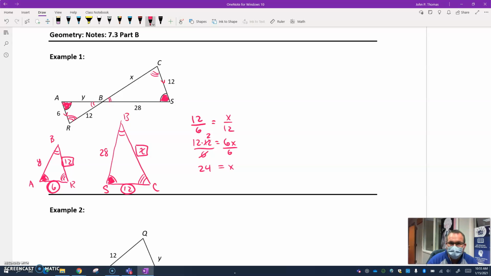Now we're going to do a very similar thing to get the y value. We're still going to lean on the 12 over 6, but now we're going to go over to the other corresponding pair, the 28 and the y. So it equals 28 over y. I'm going to cross multiply again. 12 times y equals 28 times 6. I'm going to divide both sides by 12. The 6 and 12 go to a 2. 28 over 2 is 14, so we get y equals 14.